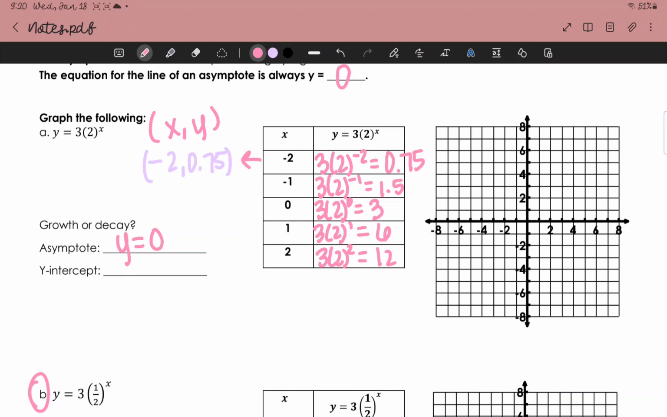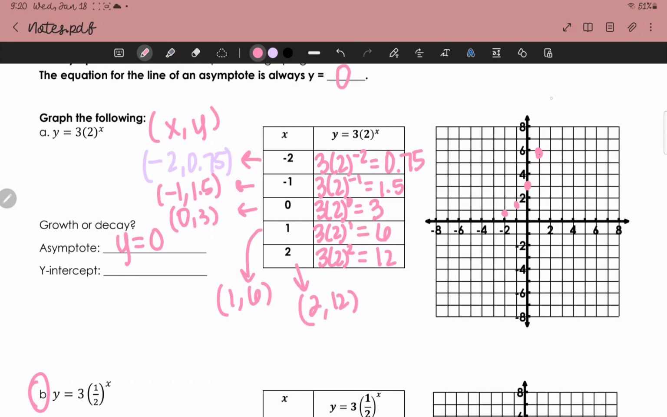So I'd have -2, 0.75, -1, and I will write it. Sorry, I changed my mind. -1, 1.5, 0, 3. I'll put it down here. 1, 6. And this one would be 2, 12. And it's obviously off page, but I'll put it there.